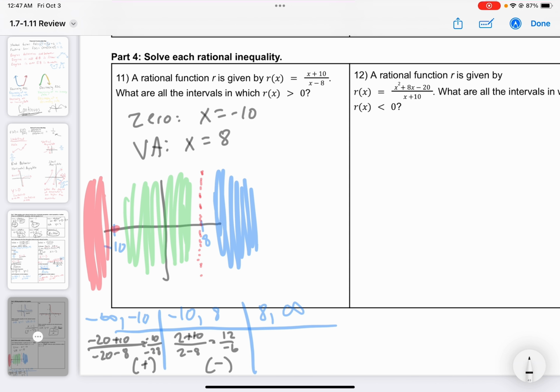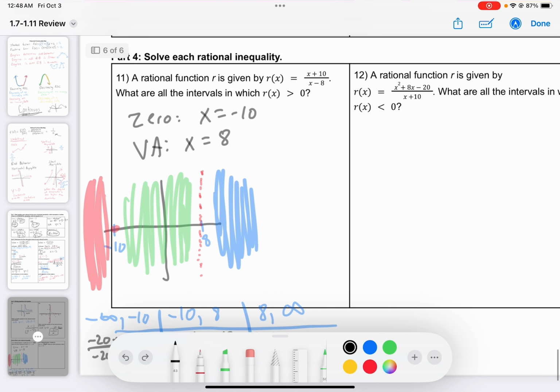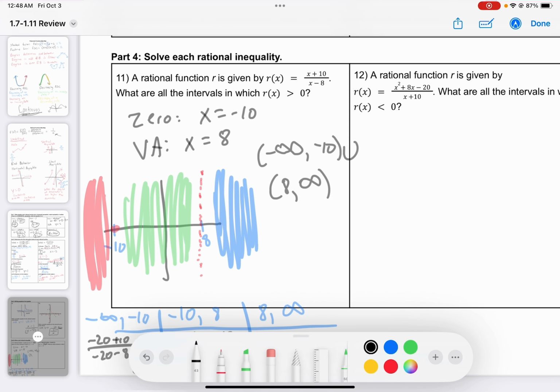And now let's pick a number between 8 and infinity. How about 10? So I get 10 plus 10 over 10 minus 8. Get 20 over 2. That's a positive number, so it's positive. So I'm positive, because it's asking when we're greater than 0, I'm positive over the interval. I'm going to use interval notation. Negative infinity to negative 10 and 8 to infinity.